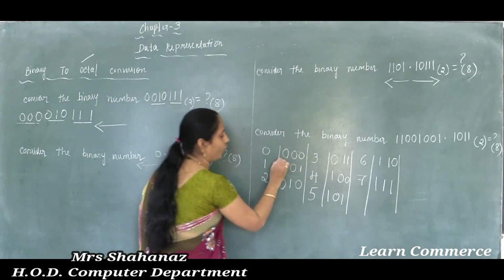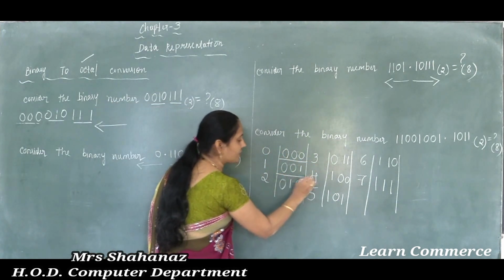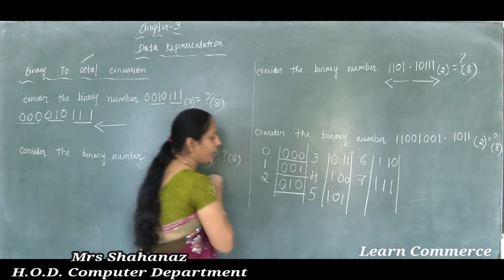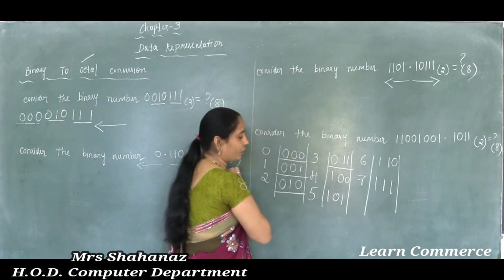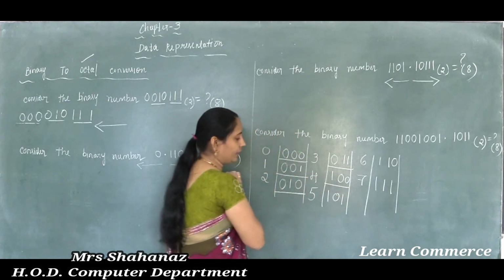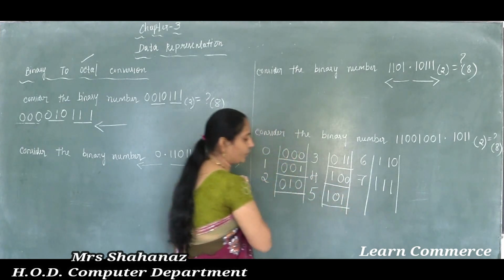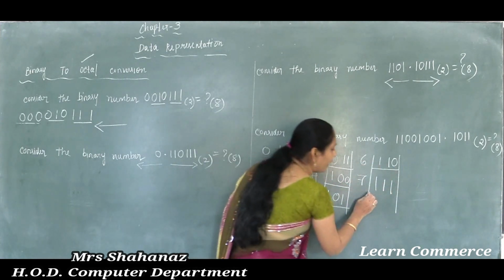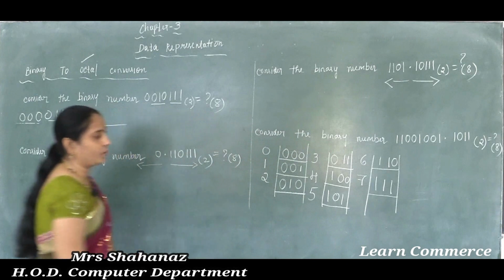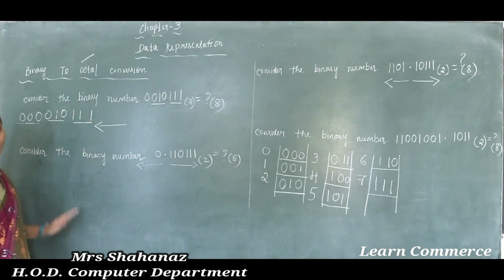So this is the value of 0, this is the value of 001, the value of 2 is 010, the value of 3 is 011, the value of 4 is 100, the value of 5 is 101 here, the value of 6 is 110, the value of 7 is 111. Okay, so this table we need after completing.